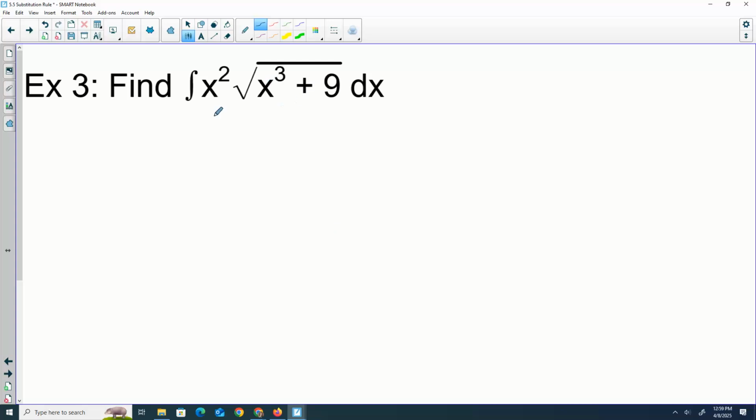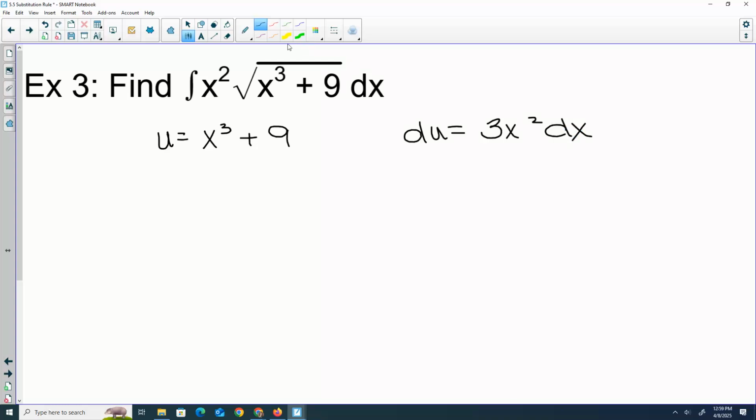So we couldn't do the antiderivative any other way. What would u be on this problem? And u would be x cubed plus 9. Everybody agrees with that? So what is my du, the derivative of x cubed plus 9? 3x squared. But then it doesn't match up.